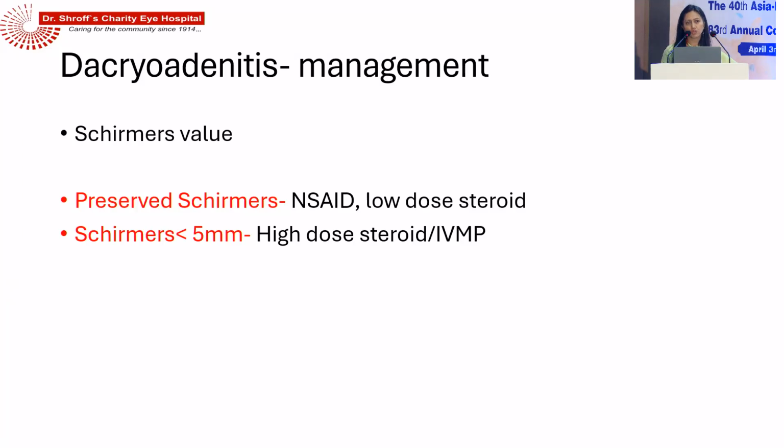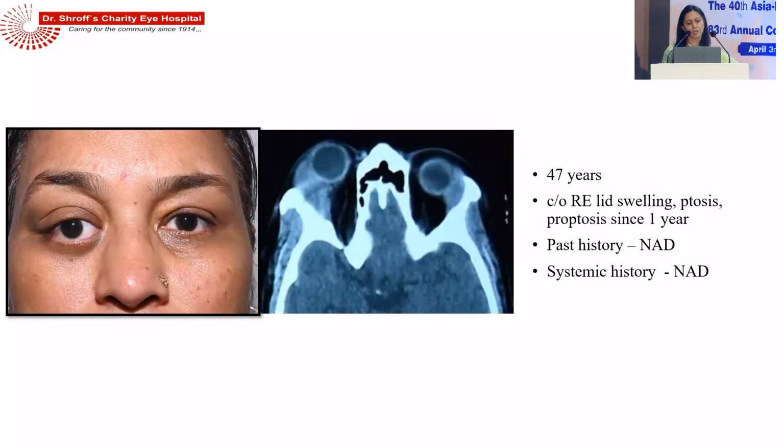So generally, how do we treat dacryoadenitis? We go by the function of the gland, and the gland's function is measured by the Schirmer's. The lower the Schirmer's is, the more the gland is affected, so the more intensive your treatment is going to be. Anything less than 5, we generally go for IVMP. If the Schirmer's is somewhere between 5 to 15, oral steroid might be sufficient. If the Schirmer's is preserved and more than 15, even a non-steroidal anti-inflammatory might work.